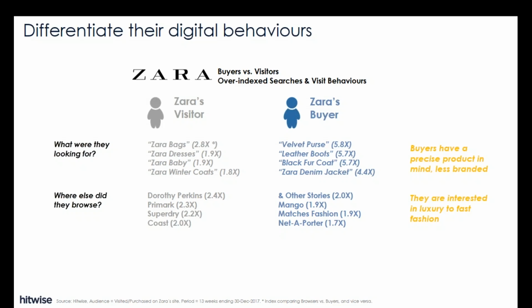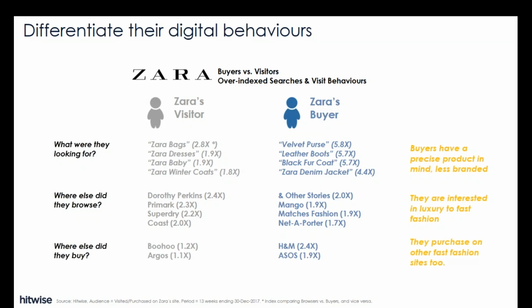They also purchased on different fashion sites. Zara visitors were more likely to buy on Boohoo, whereas my Zara buyer was more likely to buy on my competitor sites like H&M and ASOS. So why would I find this information useful?